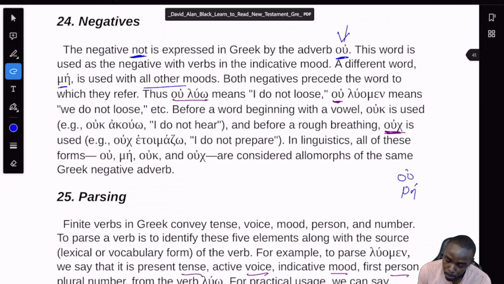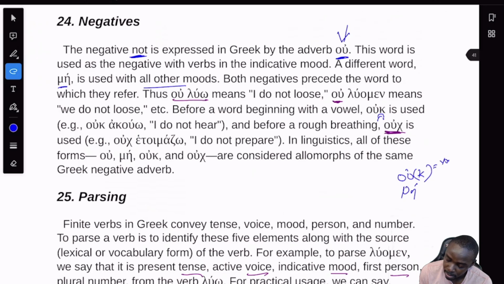So before a word beginning with a vowel though, you add a kappa. So you have ou plus a kappa, and the kappa is there if there is a vowel. So in this case, you have ouk akouo, because akouo begins with alpha. So ouk akouo, I do not hear.